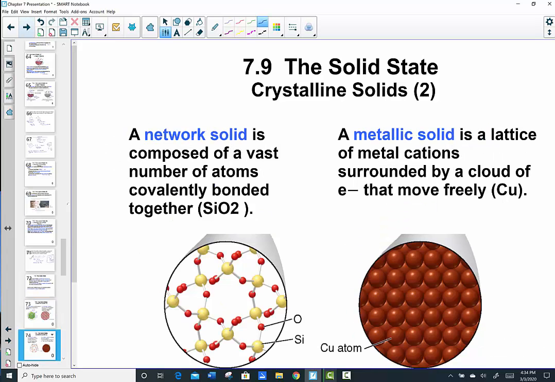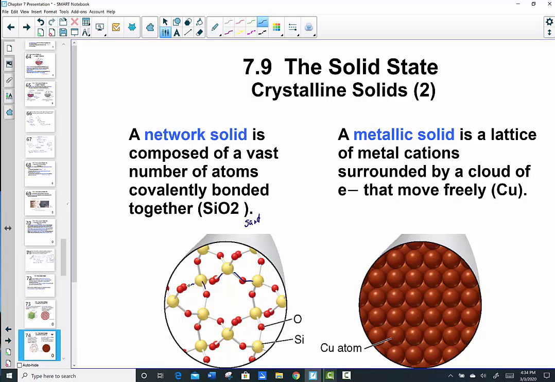A network solid is composed of a vast number of atoms covalently bonded together. And this is an example we looked at in the beginning of the chapter. Silicon dioxide, we said, was a component of sand. And notice that they are held in rigid positions, and they're just covalently bonded. Large networks of solid atoms bonded together.